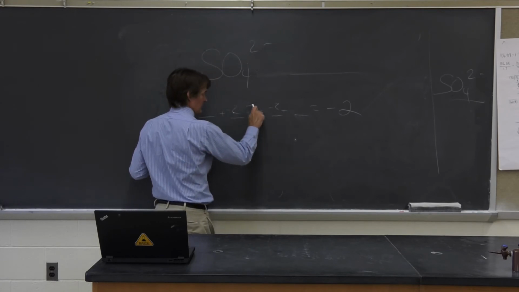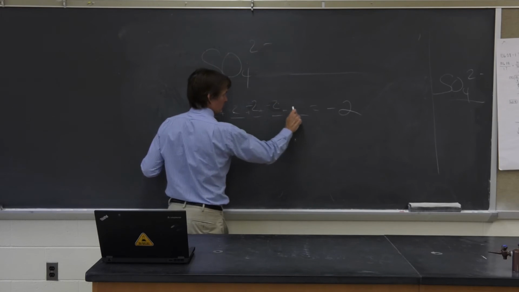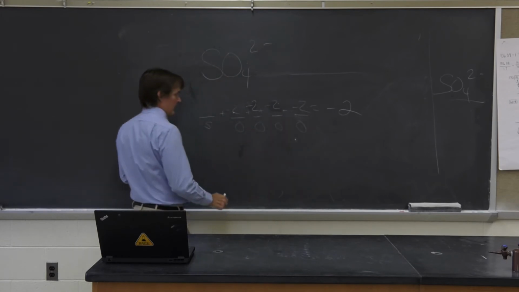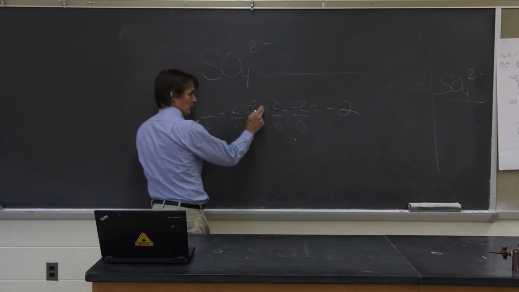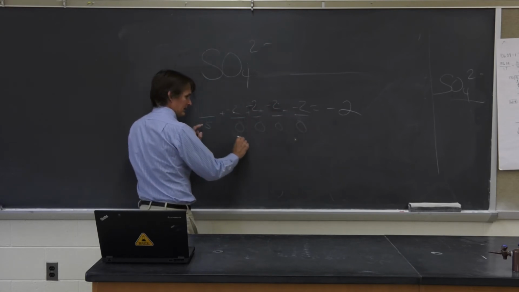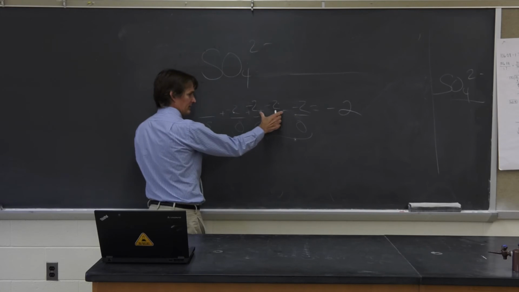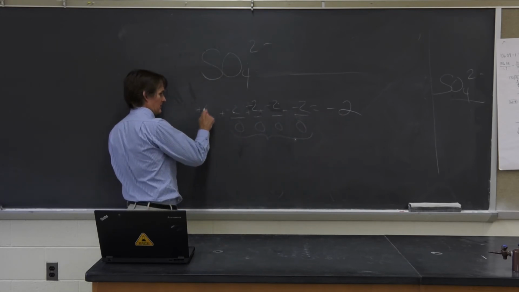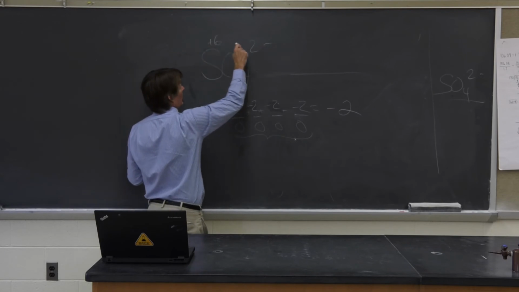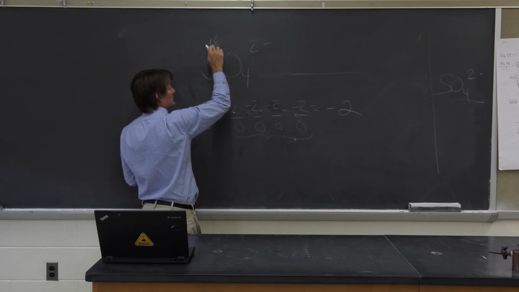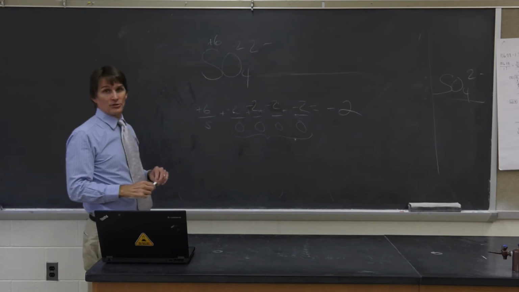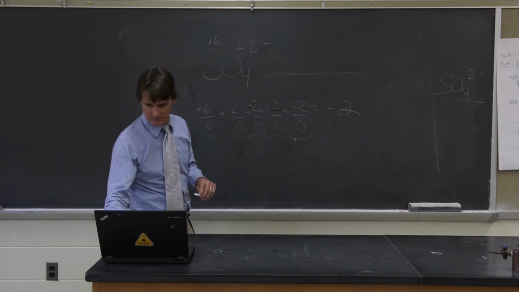Wait, that looks terrible. Negative 2, negative 2, negative 2 to all of my oxygens. So negative 2, negative 4, negative 6, negative 8. What do I need to add to negative 8 to give me a negative 2? A positive 6. So the oxidation number of sulfur is plus 6 in sulfate, and the oxidation number of oxygen in sulfate is going to be a minus 2.